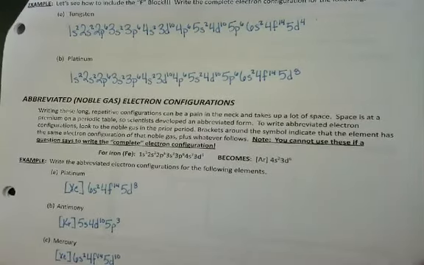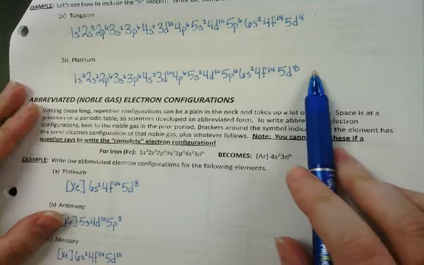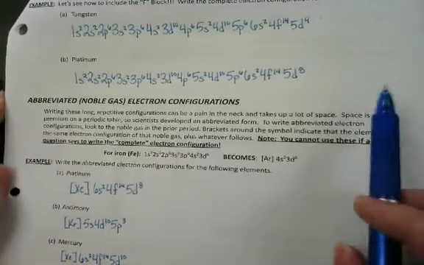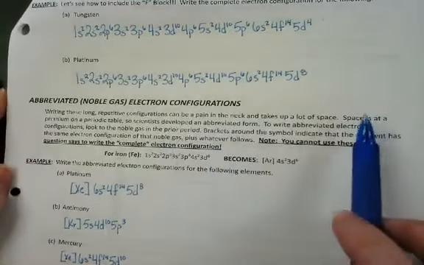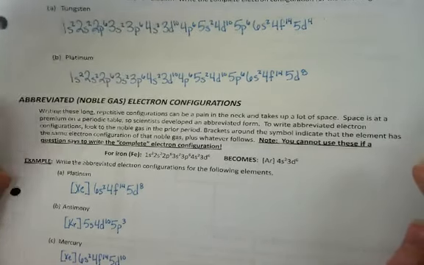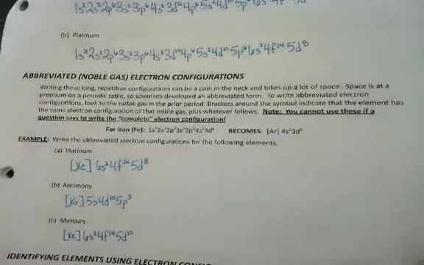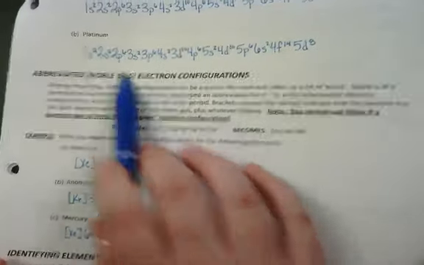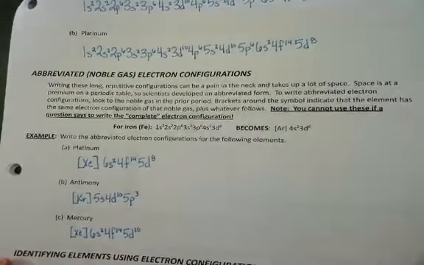However, you have to be careful, because on your assessment, we will ask you to write out the full electron configuration, and we'll ask you to write out the noble gas. So make sure that you are writing them appropriately. If it doesn't say noble gas, then we want you to write out the full thing.